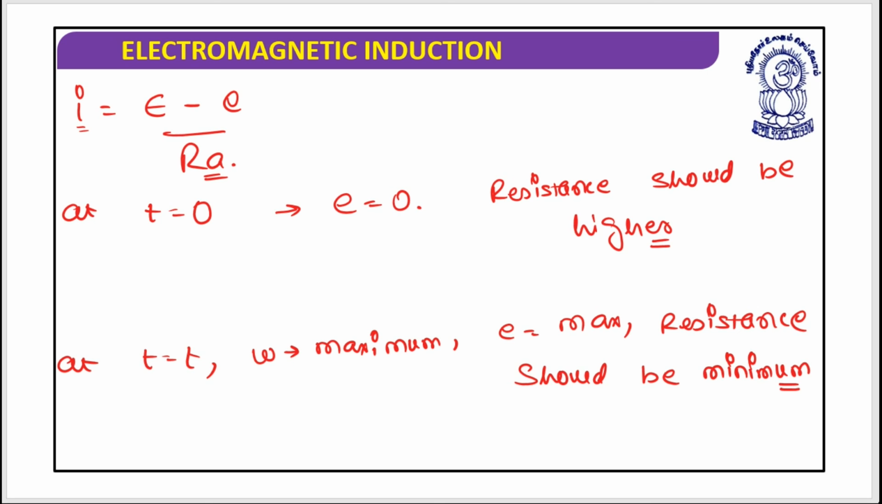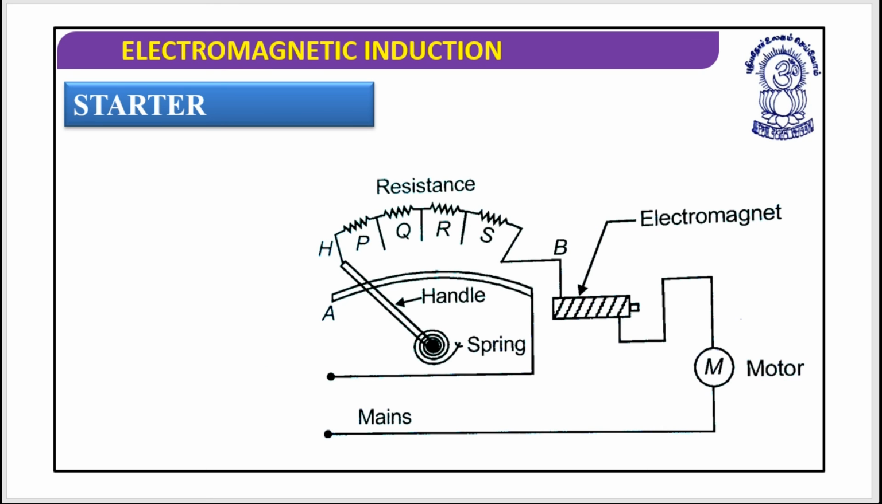So what I basically require is a variable resistance. A variable resistor is required to be connected in series with the motor, so that it can save my motor from dying out. This variable resistor is the starter of the motor. This is what we call a starter.